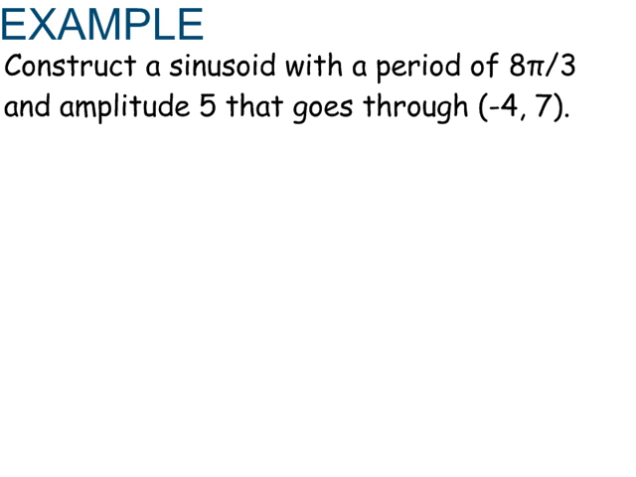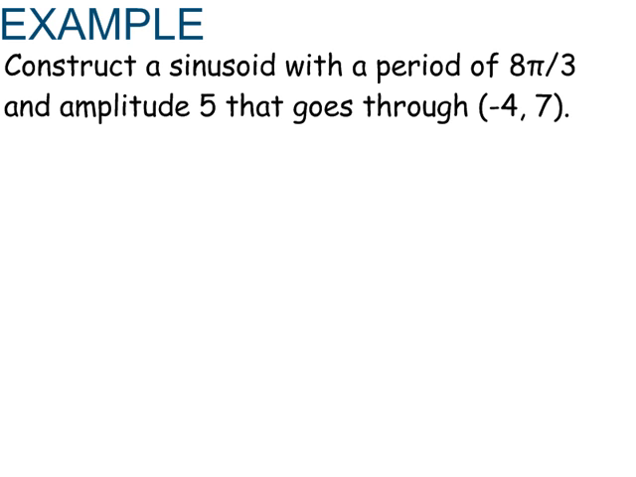So let's go on to our first example. This is a similar phrasing to exactly how you are requested to do some of your homework exercises, and you should expect that you might be requested to do the same thing on a test. We are asked to construct a sinusoid with a period of 8 pi over 3 and an amplitude of 5 that goes through the point -4, 7. Sounds a little bit daunting, but we're going to break it down piece by piece and find it's not that bad.